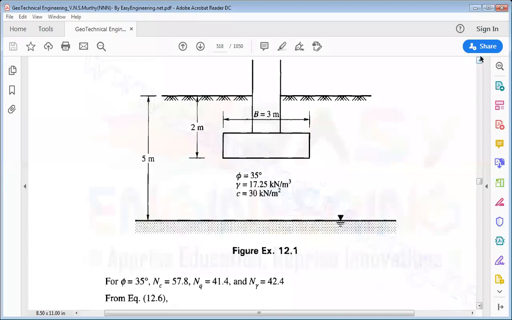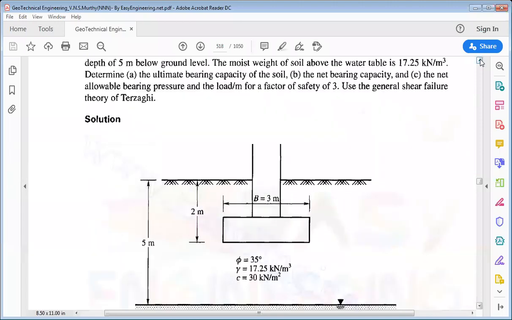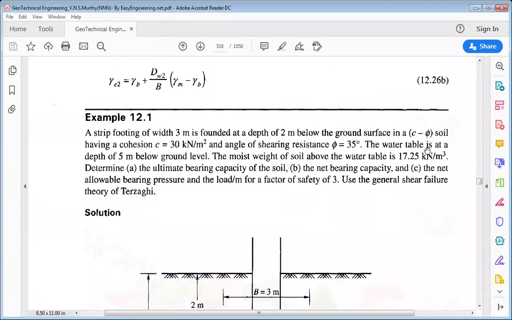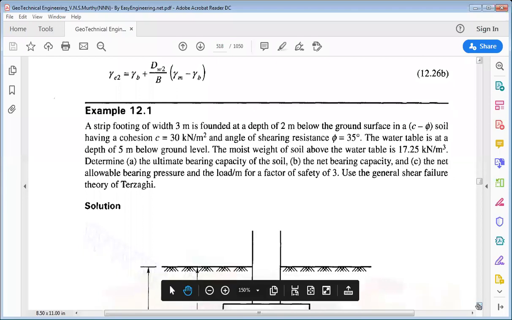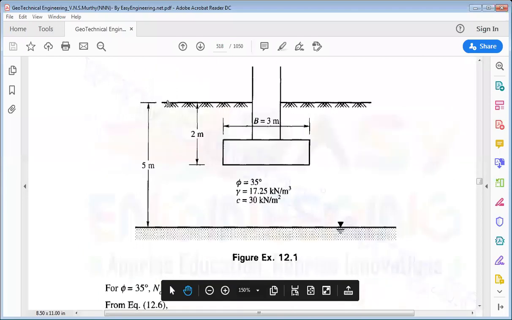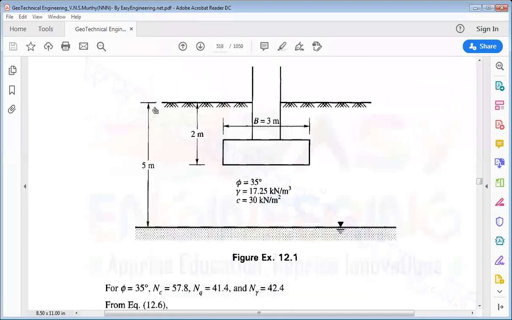Now further, it is stated in the question that the water table is at a depth of 5 meter below ground level. The moist weight of the soil above the water table is 17.25 kilonewton per meter cube. So the water table is given at a depth of 5 meter from the ground surface. So this is the ground surface, and this is the water table level, at a distance of 5 meter from the ground.